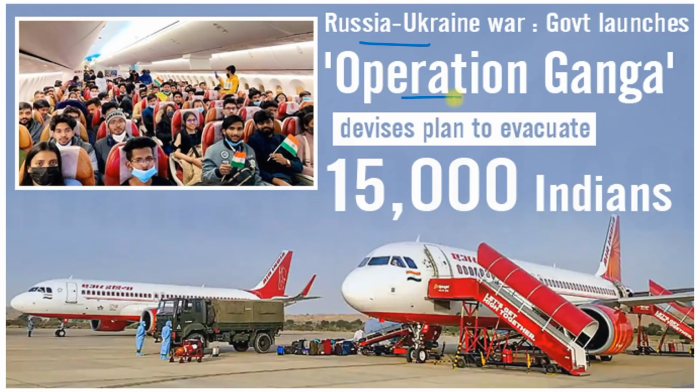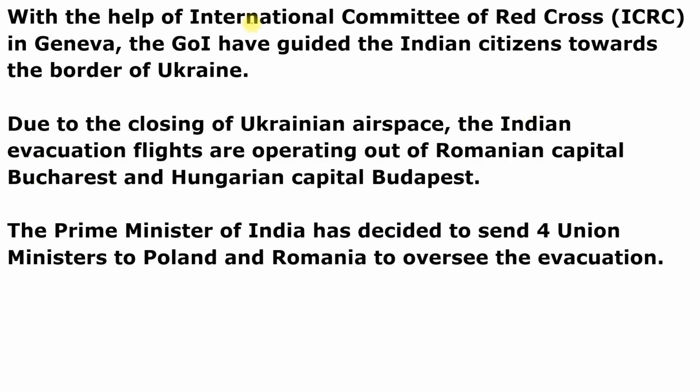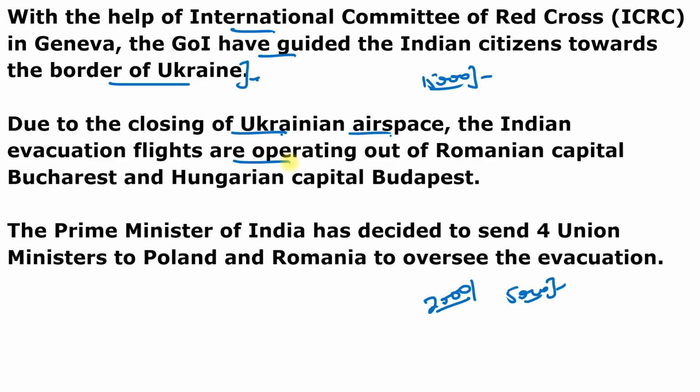In the Russia-Ukraine war, the government launched Operation Ganga, devising a plan to evacuate 15,000 Indians who are doing their studies and are residents of Ukraine, but now want to return to India. That's why we launched Operation Ganga in this instance. With the help of the International Committee of the Red Cross in Geneva, the government of India has guided the Indian citizens toward the border of Ukraine. The government of India has planned to help nearly 15,000 Indians reach India with the help of Air India flights. There are nearly 20,000 Indians, of which 5,000 had already reached India before the commencement of the war. Due to the closing of Ukrainian airspace, the Indian evacuation flights are operating out of the Romanian capital Bucharest and the Hungarian capital Budapest.